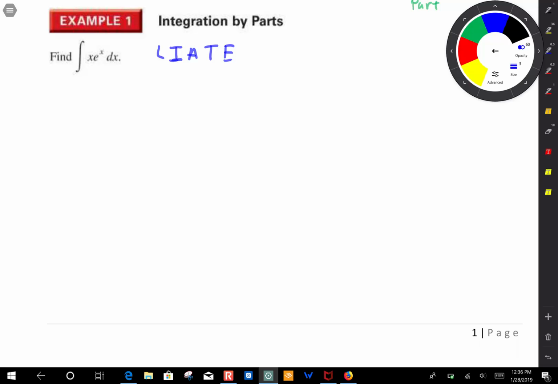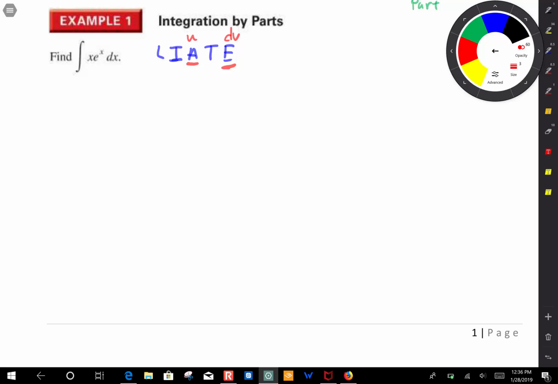All right, now the book doesn't really use it a lot. It does mention it, but I use it throughout the whole course here. Okay, so what's going to be my u and what's going to be my dv? Well, notice the x here. The x is the algebraic. The e to the x is your exponential. So which comes first on the list? Well, the A comes first, so that would be my u. Then the E comes next, that would be my dv. Okay, that's how you determine your u and your dv using this acronym or this mnemonic.